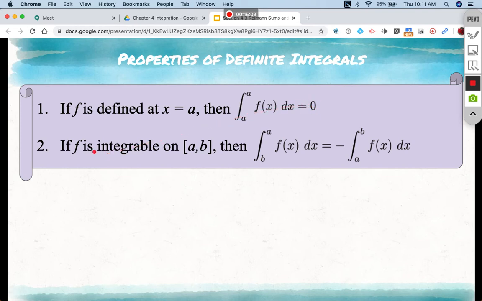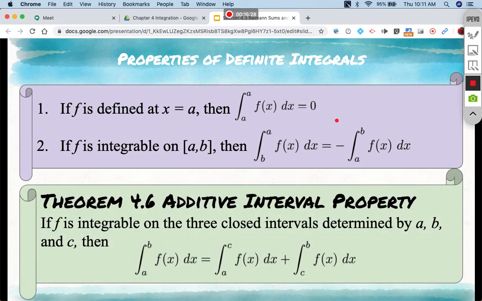And if you're integrable on a to b, then the integral from b to a of f of x dx is the opposite of the integral from a to b. So it's basically saying if you go backwards, you get the opposite area. You get the opposite value if you go from the other direction. So kind of an opposite idea. It works with a lot of it.